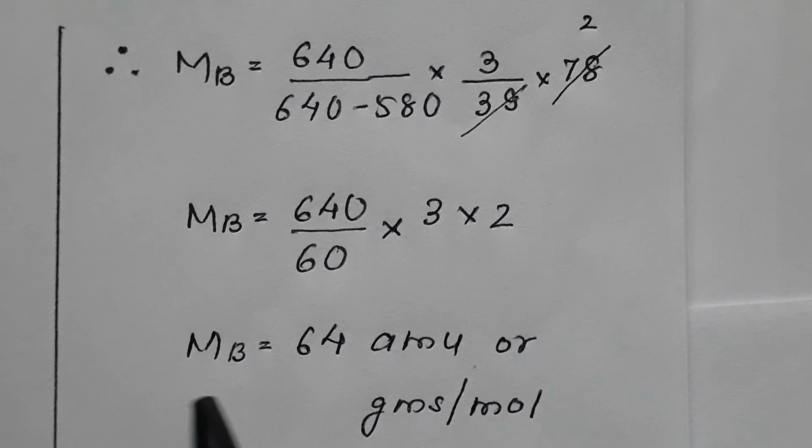So the molecular weight of unknown solute we have calculated. The molecular weight of unknown solute is 64 AMU or grams per mole. So this is how, on the basis of relative lowering of vapor pressure, we can calculate the molecular weight of any unknown solute. Relative lowering of vapor pressure is a colligative property. Using a colligative property, we can calculate the molecular weight of an unknown solute.